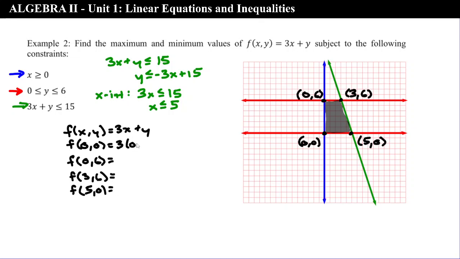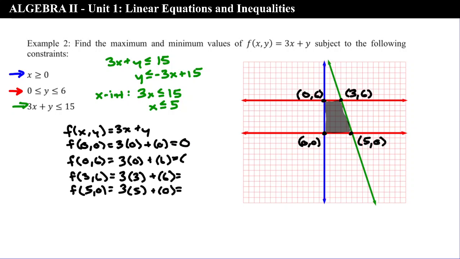So you have 3 times 0 plus 0. You're going to have 3 times 0 plus 6. You're going to have 3 times 3 plus 6. And you're going to have 3 times 5 plus 0. And then we're going to evaluate all four of these. So when we evaluate the first one, we get 0. When we evaluate the second one, you get 6. When you evaluate the third one, you're going to end up with 15. And when you evaluate the last one, you'll also end up with 15.